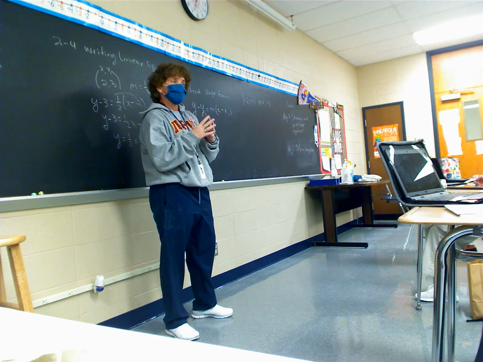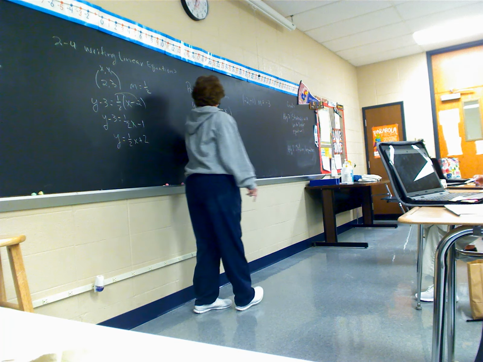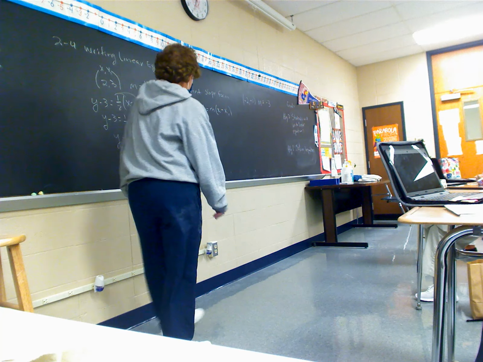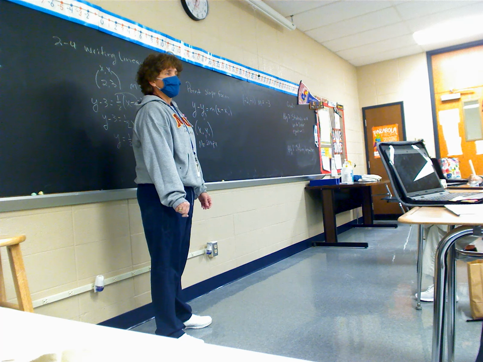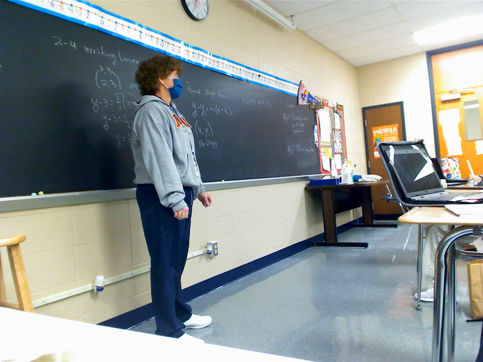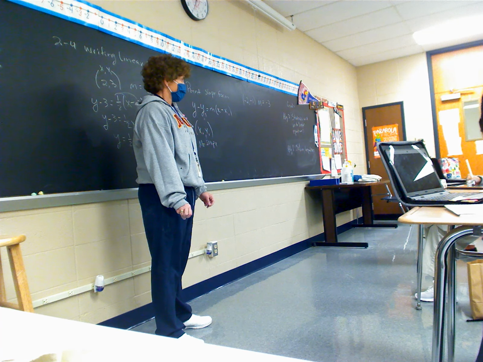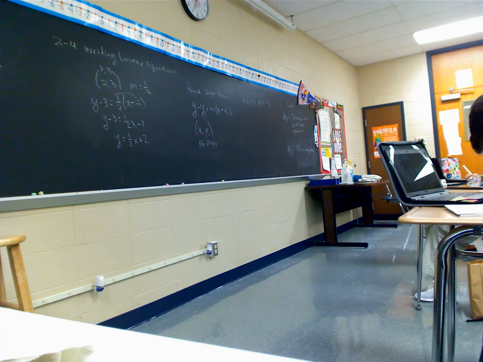Here's your hint. If you're struggling and you don't know what to do, put it in point slope form first. There's your x1, y1, there's your slope, put it in this form first. Do the opposite of what you see here. If they're negative in here, put the positive in.